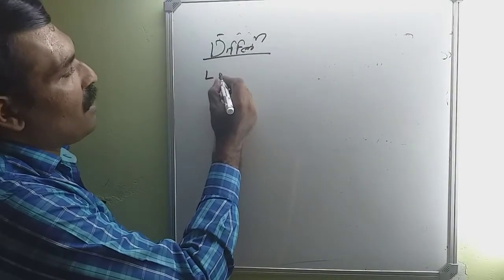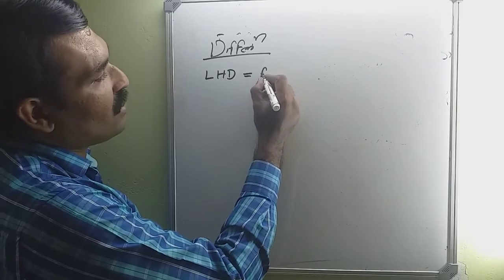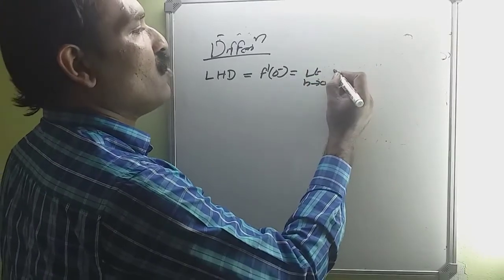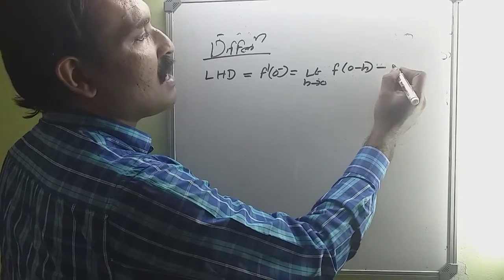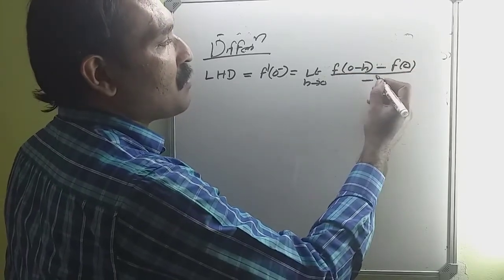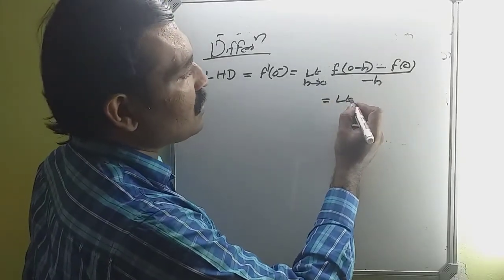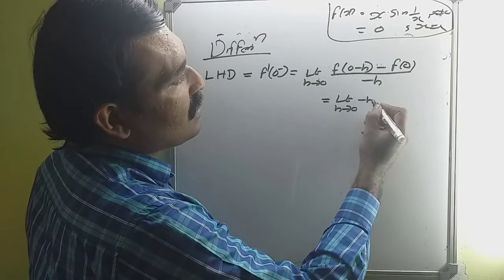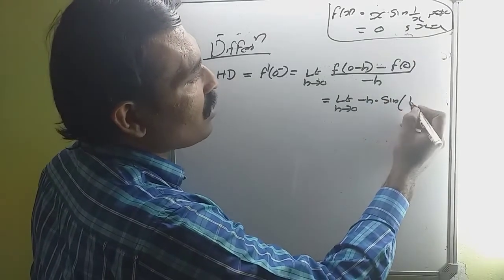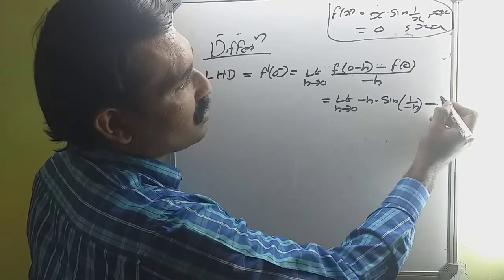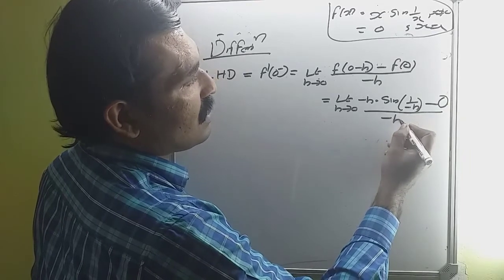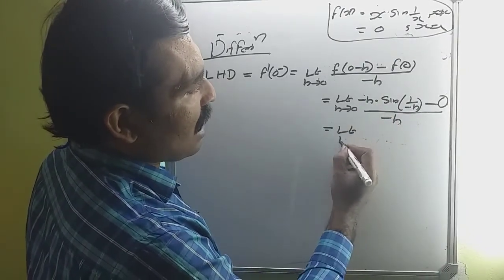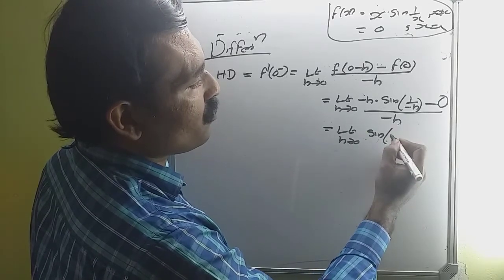That means left hand derivative is equal to f dash 0 minus, that is equal to limit h tends to 0, f of 0 minus h minus f of 0 divided by minus h. That is equal to limit h tends to 0. Replace all x by minus h. This becomes minus h into sine of 1 by 0 minus h, that is minus h. F of 0 is equal to 0 divided by minus h. This minus h and minus h get cancelled. So this becomes limit h tends to 0 sine of minus 1 by h.